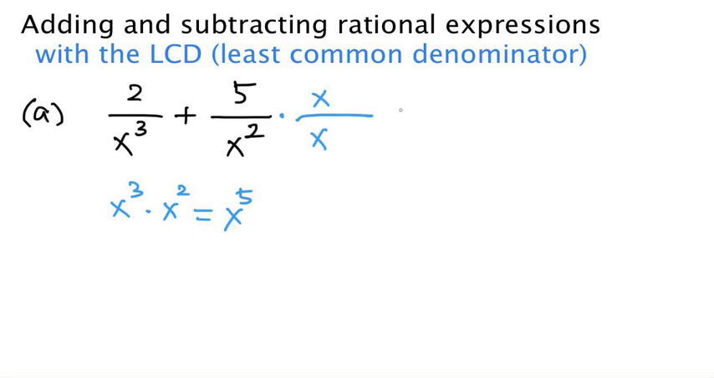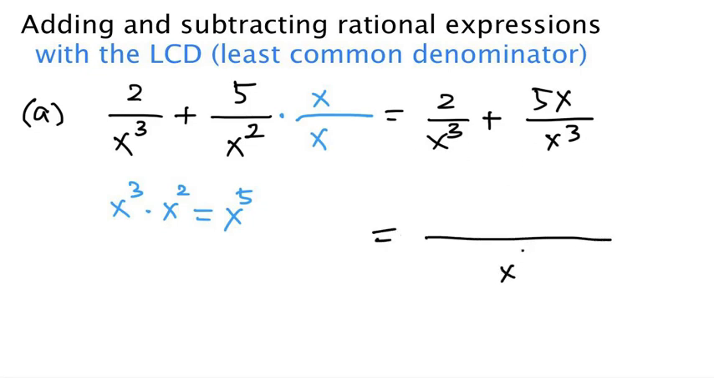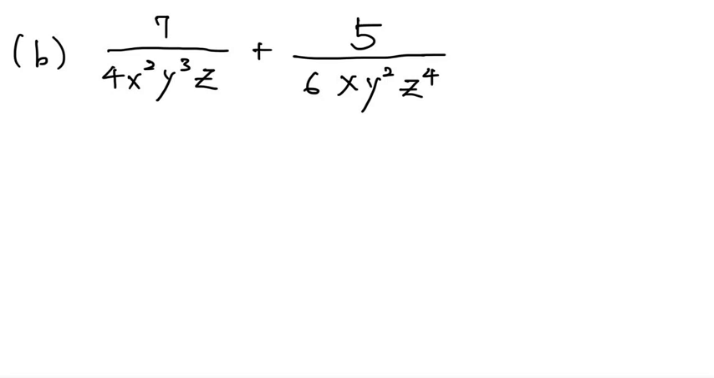So let's continue to do the work here. We have 2 over x cubed. Now if you multiply x over x and 5 over x squared, it's 5x over x cubed. So now we have the same thing in the denominator, so we can write it once and add up the numerators, 2 plus 5x. So here's the second example.